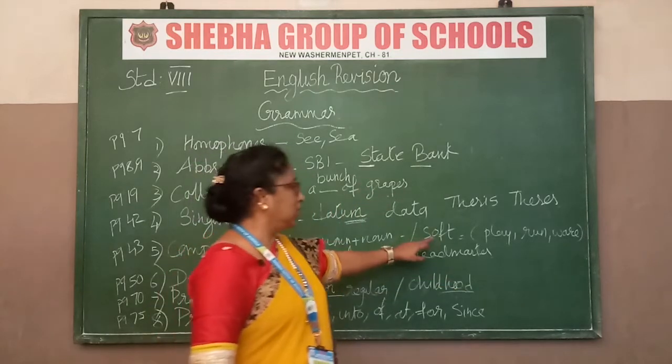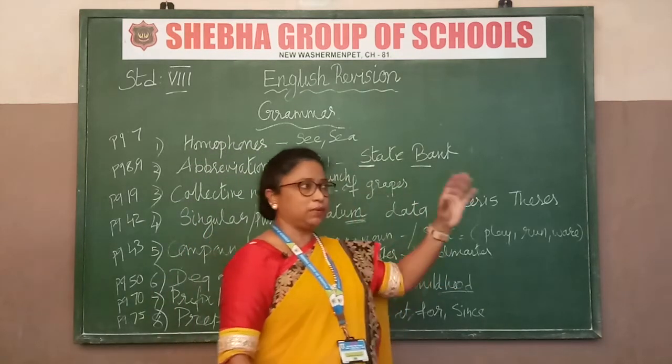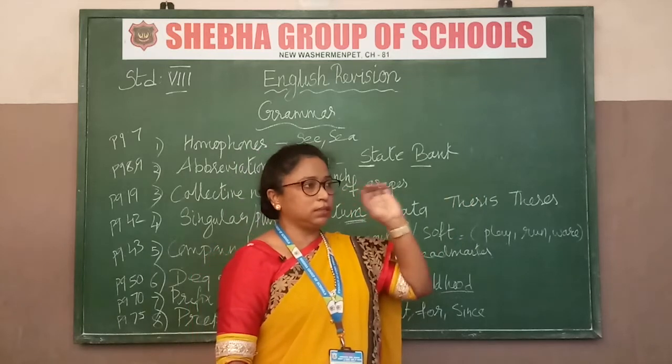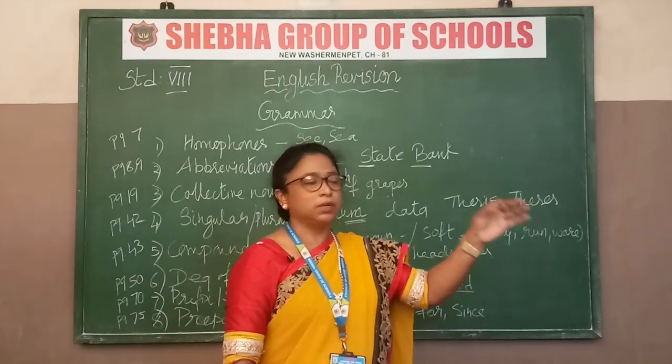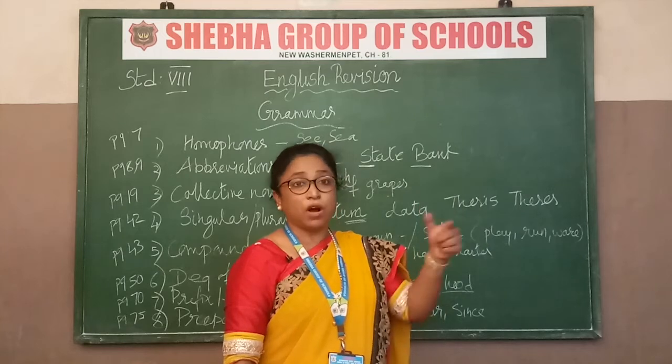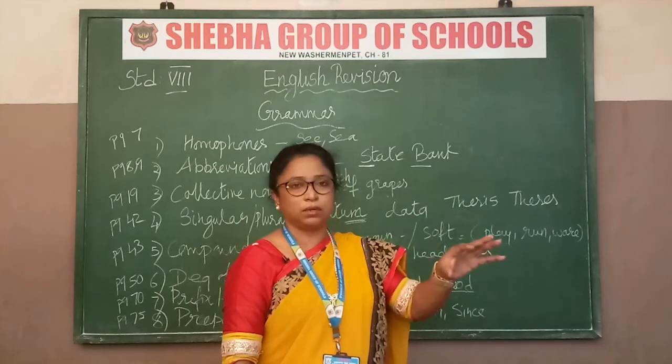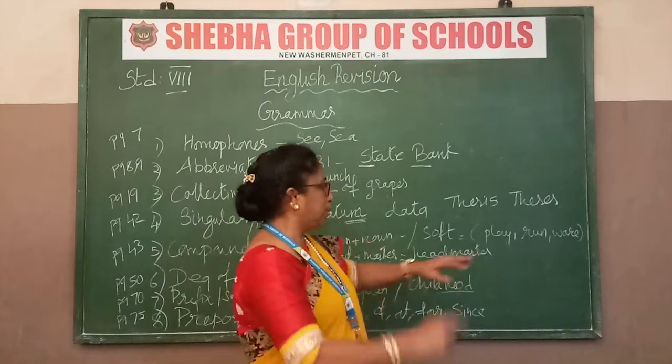And another way of writing the next one is they'll give you a word, say for example, soft. You have to form a compound word using the words from the bracket.